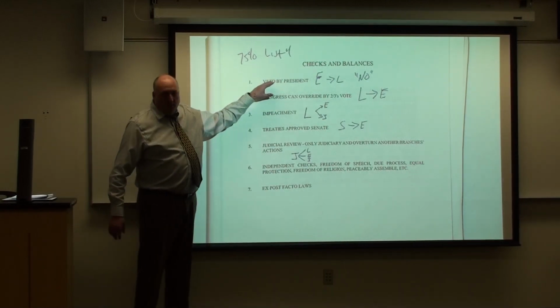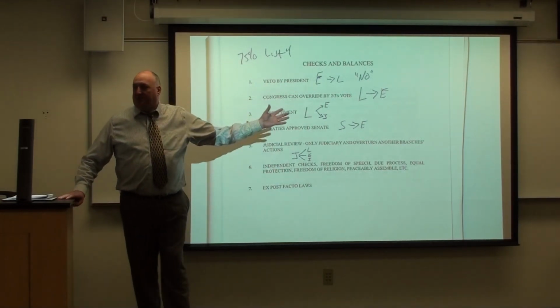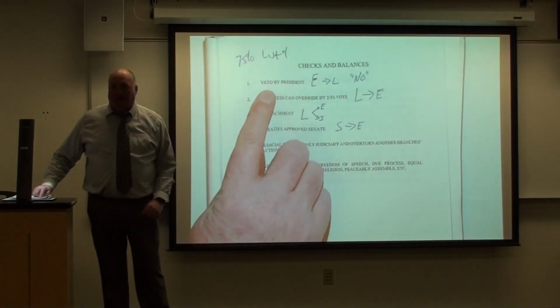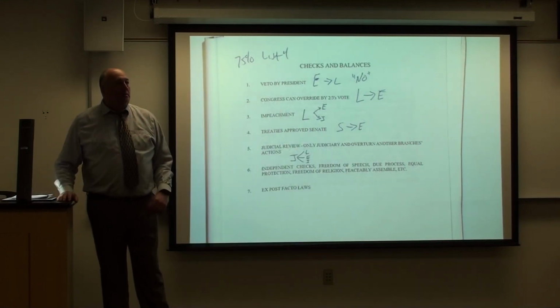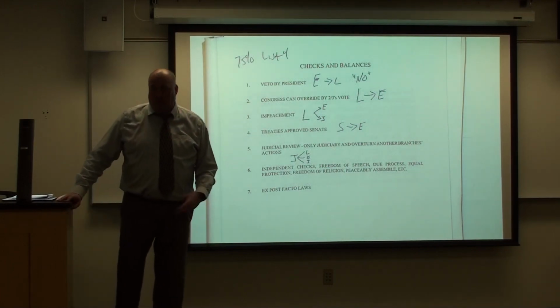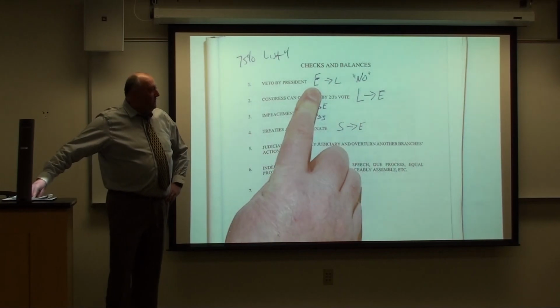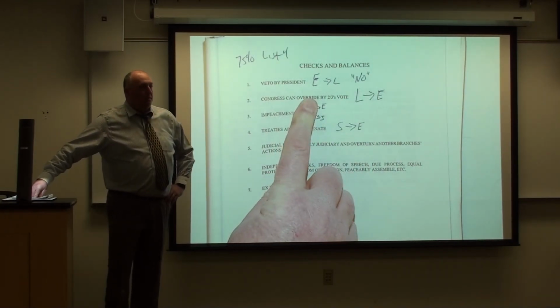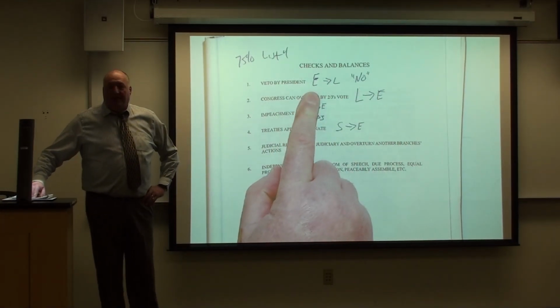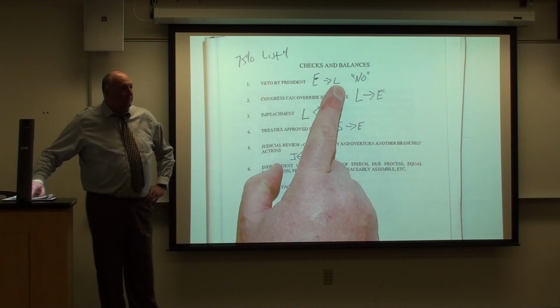So starting with number one, this is a dependent check. You have to be the president to exercise this authority, and that's the veto power. The veto power is the power to say no to a proposed law from Congress or an amendment to a law. So that would be a check, assuming the president says no and vetoes the proposed law. That would be a check from the executive on the legislative branch. That's why I put E against L. E versus L. It's a check.